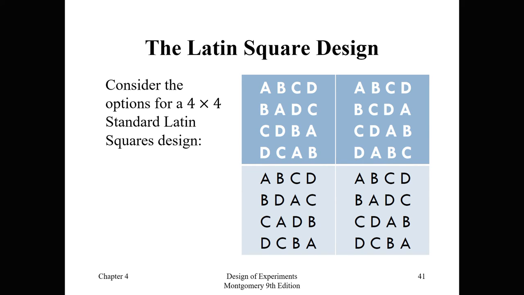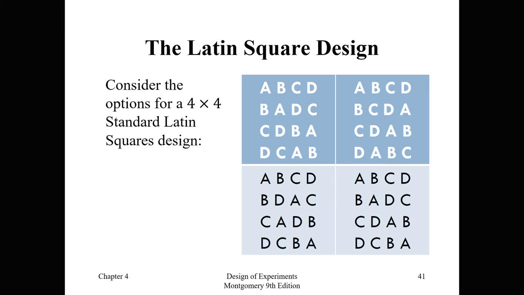All right, so I said that there are 4 options for a 4 by 4 standard Latin squares design. You can go on and check them out here. Again, for all of these, each letter only occurs in each column and each row one time. Because these are standard, the first row and the first column are all going to be in alphabetical order, which is the definition of standard. So you can check that in all 4 of these, that's true. The first row and the first column read A, B, C, D.